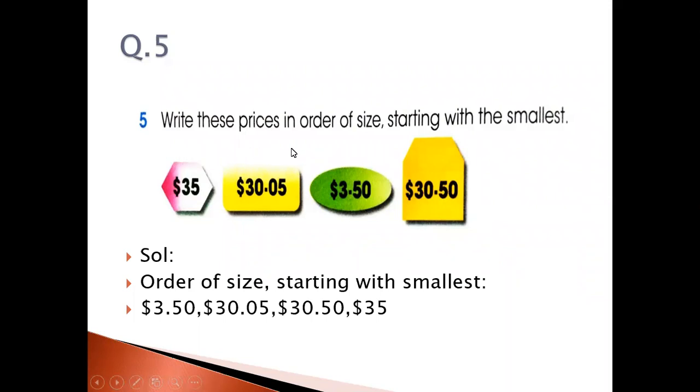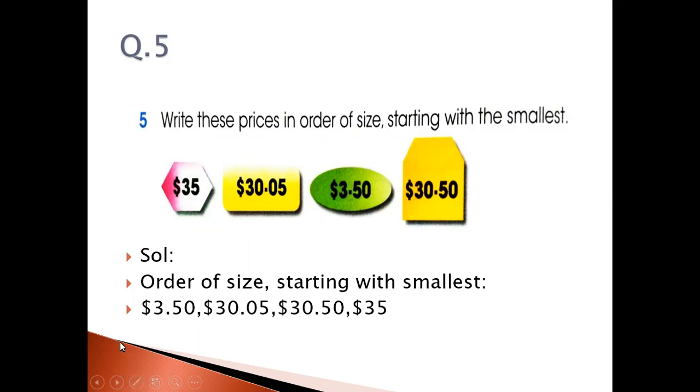Write these prices in order of size, starting with the smallest. You can see there are 4 different stickers, and prices are written on them. So what to do? We are going to arrange them starting with the smallest. First of all, we will focus on the whole part so that we can come to know which is greater. Here you can see $35, $30.05, $3.50, $30.50.